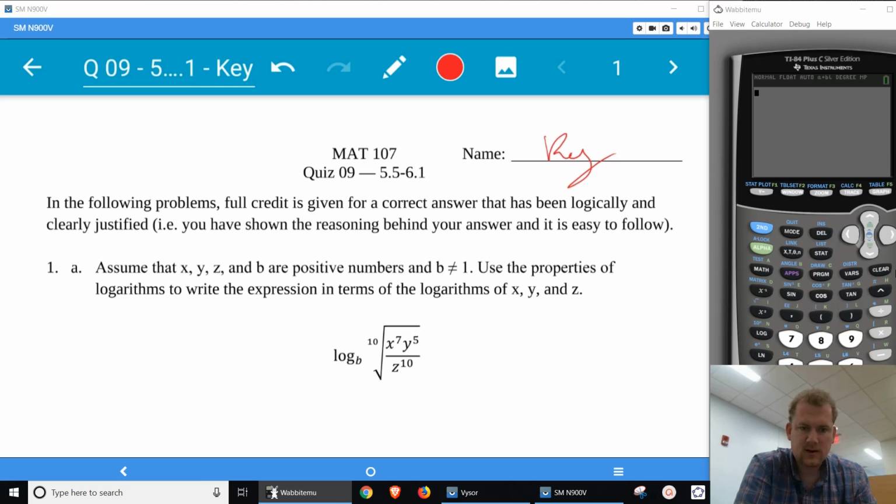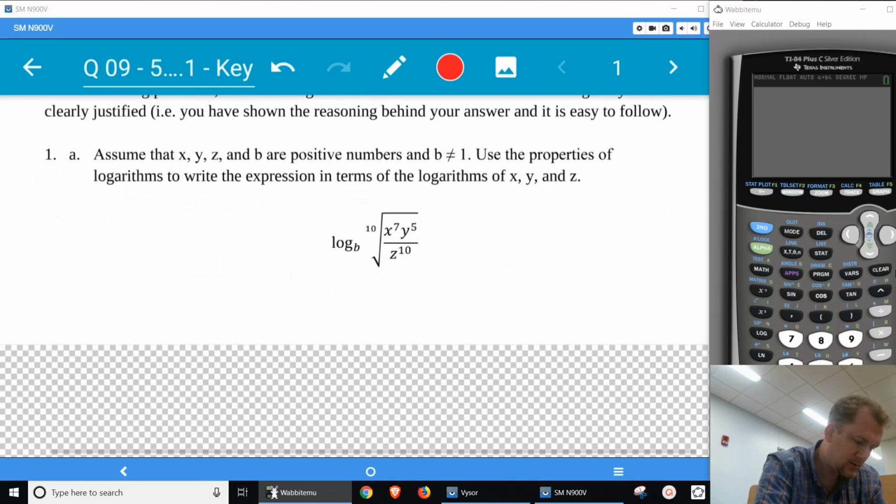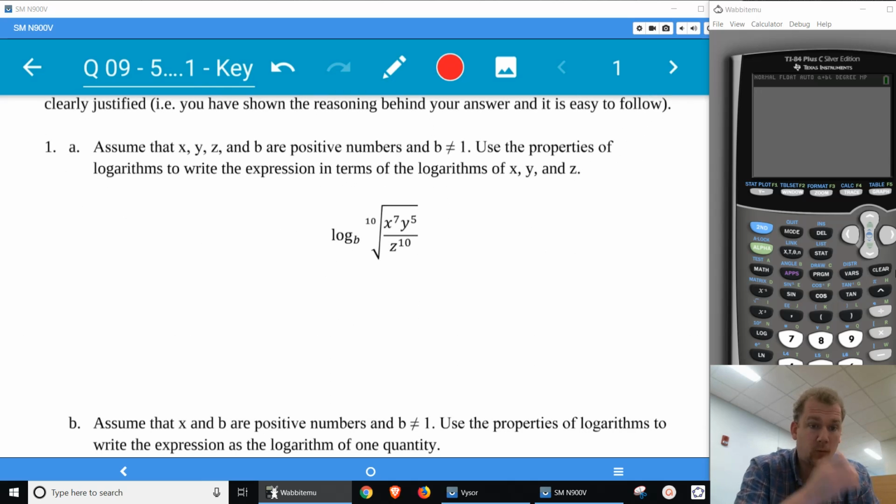Okay, it says assume that A, X, Y, and Z and B are positive numbers and B is not 1. Use the properties of logarithms to write the expression in terms of the logarithms of X, Y, and Z.